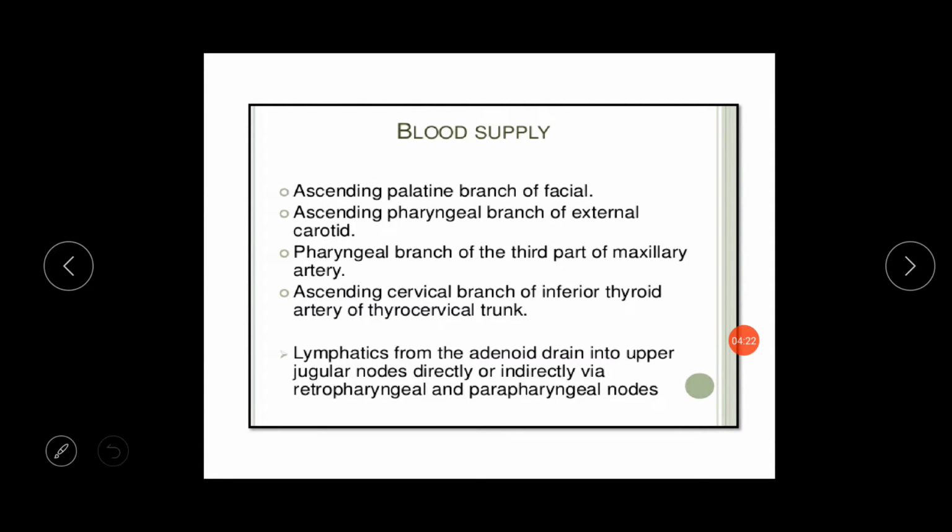Lymphatics from the adenoid drain into the upper jugular node directly or indirectly via the retropharyngeal and parapharyngeal nodes. So the adenoid usually drains into the level 1B lymph node just below the angle of the mandible.